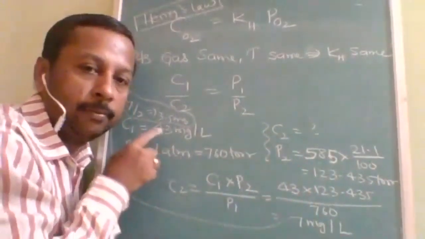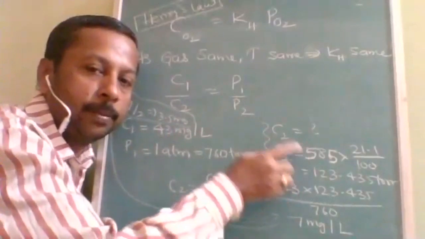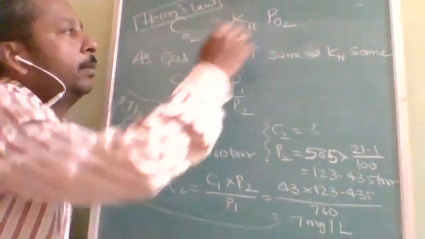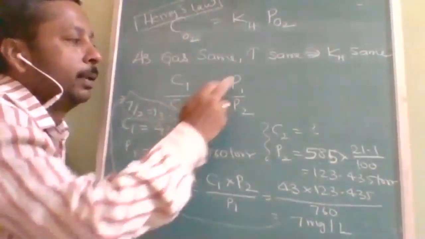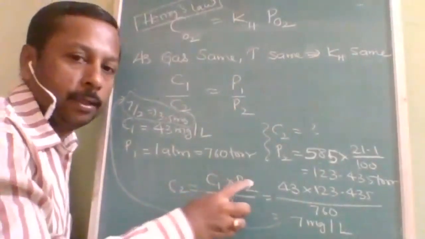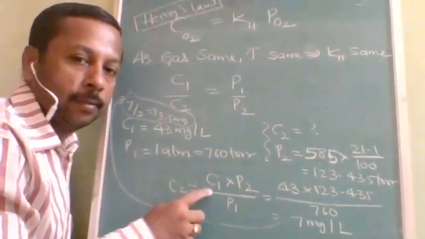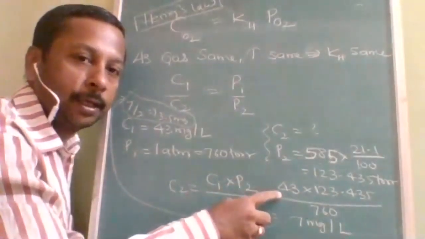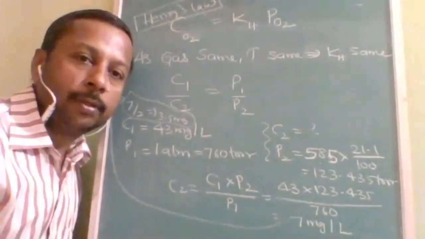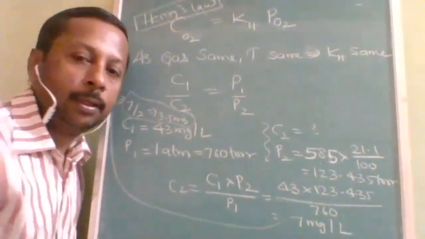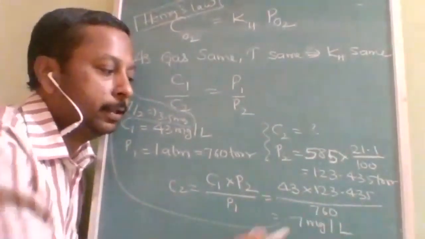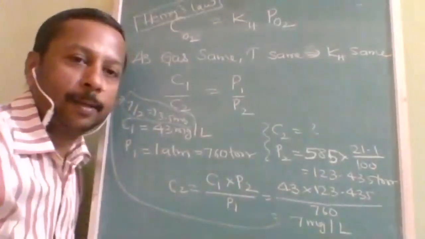So at 1 atm 43 mg, at this much pressure, what is the solubility? Is it understood? Dividing both, KH will get cancelled. C1 by C2 is equal to P1 by P2. Now C2 is equal to C1 into P2 by P1. And what is C1 here? 43 milligrams. Take care, it is milligrams, and while selecting the option, make sure the options are also in milligrams. So 43 into 123.435 divided by 760, the answer you are getting is 7 milligrams.